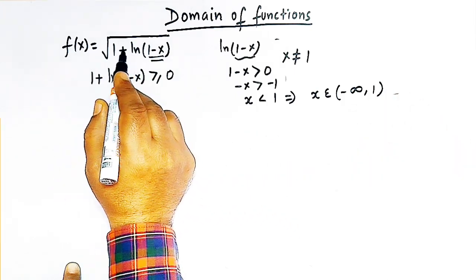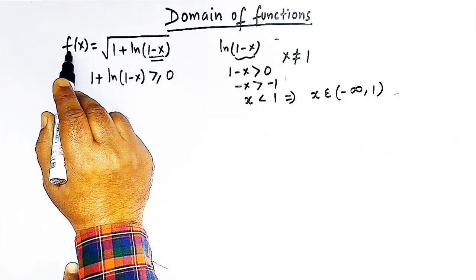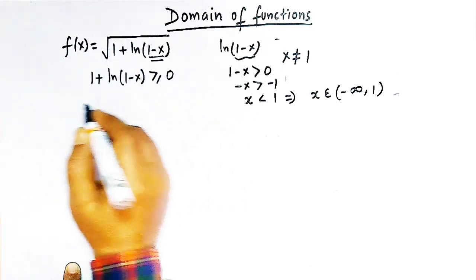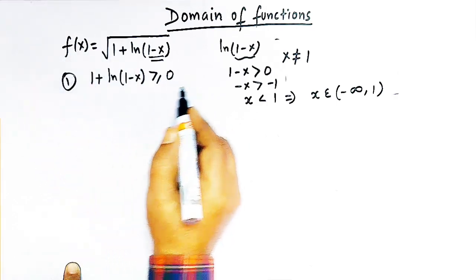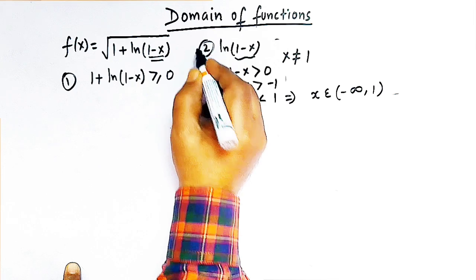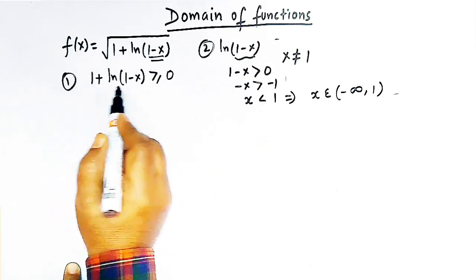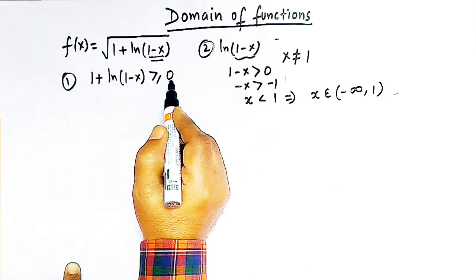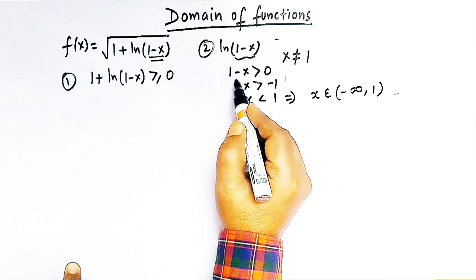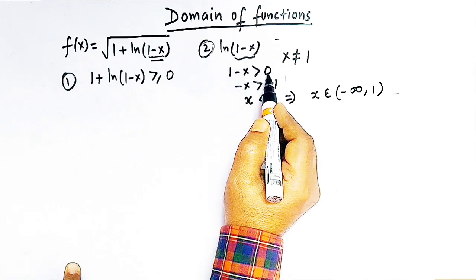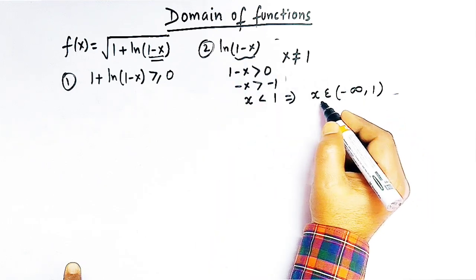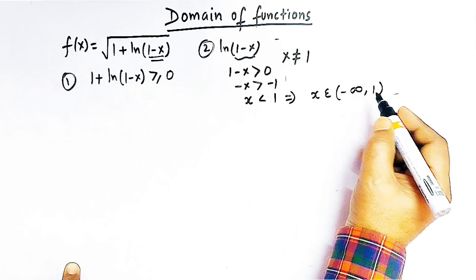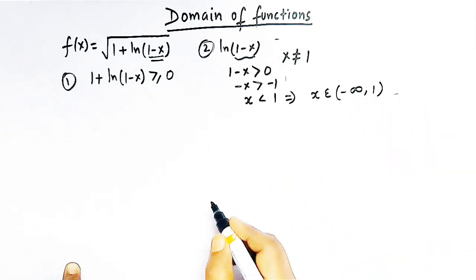So here in order to get the domain of this function f of x, we have to take care of these two conditions. So 1 plus natural log of 1 minus x should be greater than or equal to 0, and here 1 minus x should be greater than 0. So here x belongs to this interval, that is minus infinity to 1.